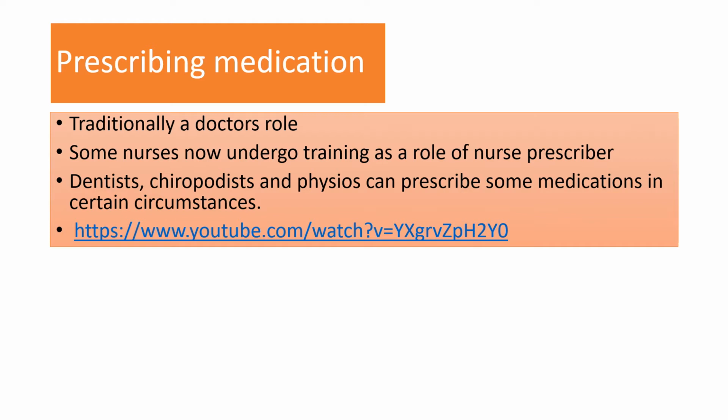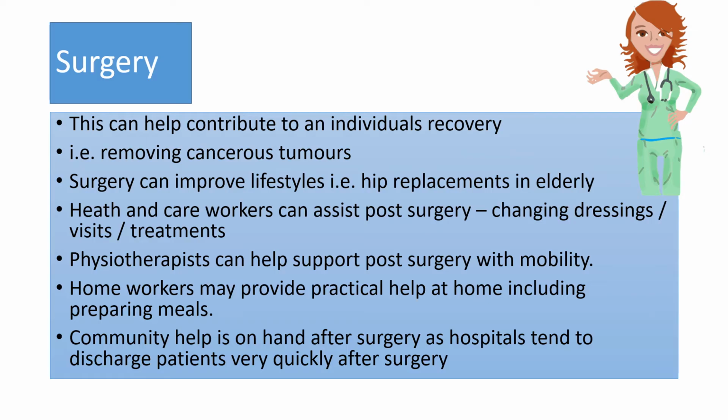For example, if you have a gum infection, a dentist may be able to prescribe antibiotics. Surgery is only ever required if the doctor or consultant feels that this particular approach will aid your recovery. For example, if you have a cancerous tumour that needs to be removed, you could have surgery. Surgery can help improve the lifestyle of many of our older generation. Lots of the elderly need hip replacements.